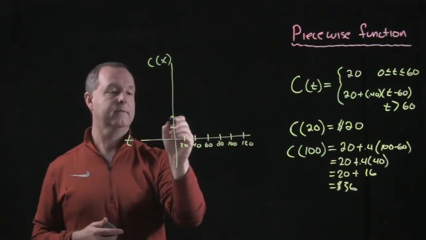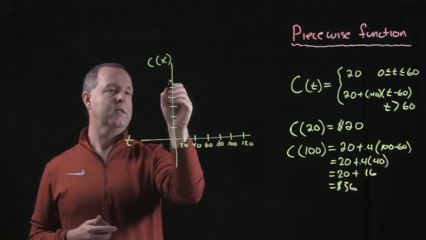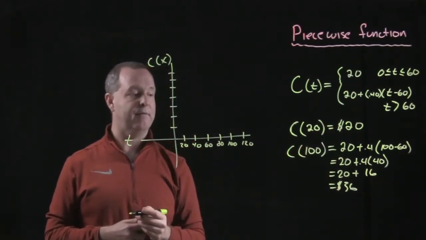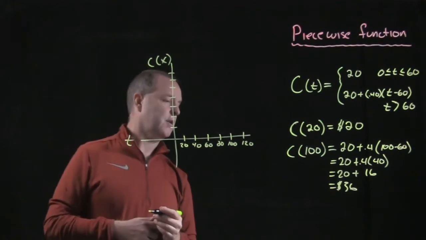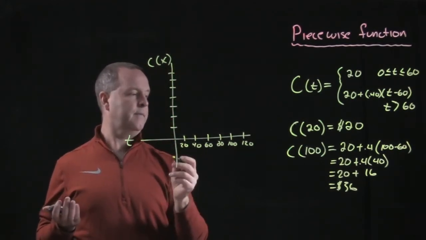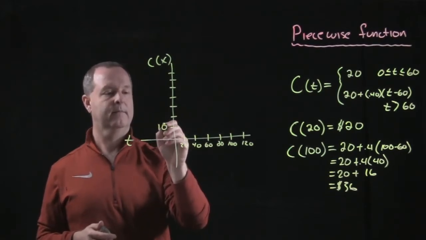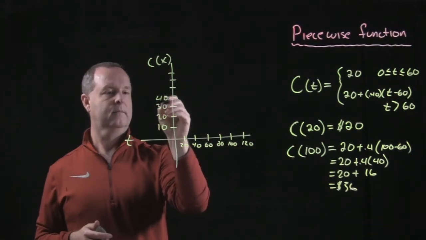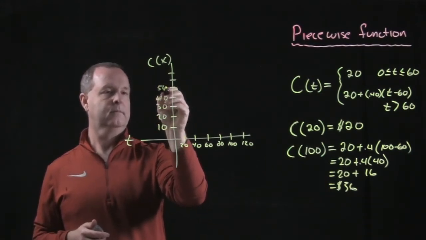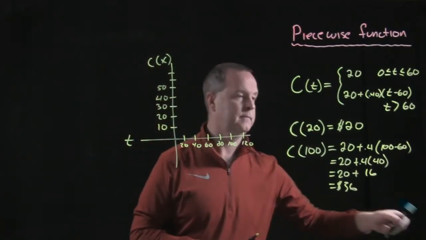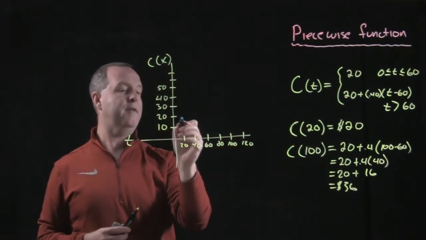And my cost, what's a good unit of measurement on the cost? I have a cost of 20, I have a cost of 36. So who knows how much farther the cost will go up. So we can go up by, well, let's go by tens. My cost for the first 60 minutes was a flat fee of 20.